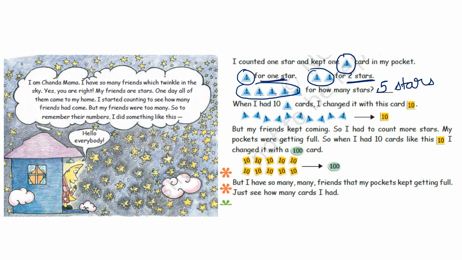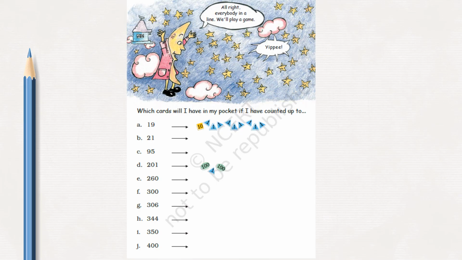When he had 10 of 1 cards, he changed it with this card. So this is 10. But his friends kept coming. So I had to count more stars. Alright. So when I had 10 cards like this, I changed it to 100 cards. Okay. But I have so many friends that my pockets kept going full. Just see how many cards I had. Okay. So let us see.